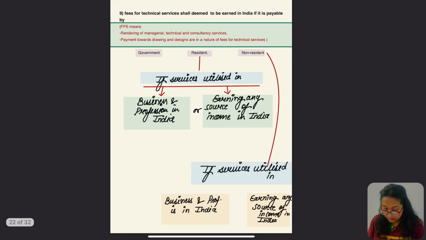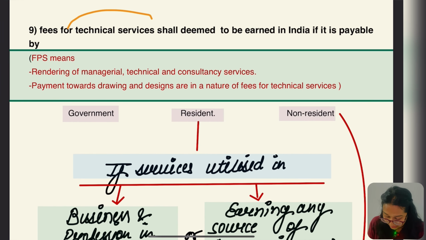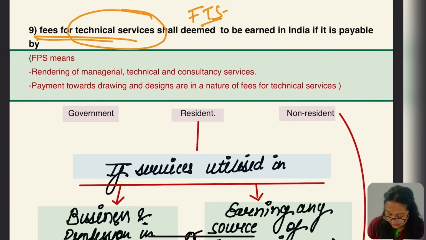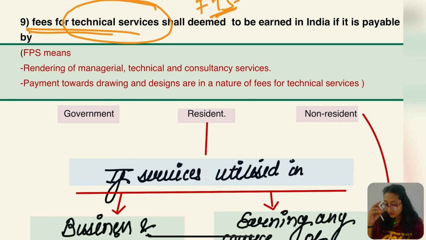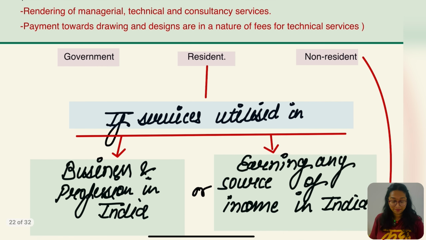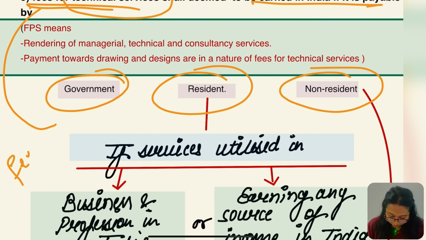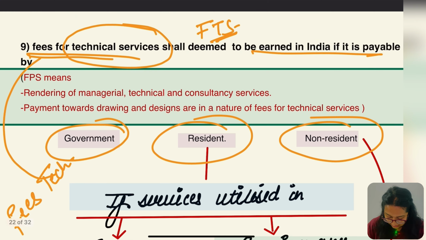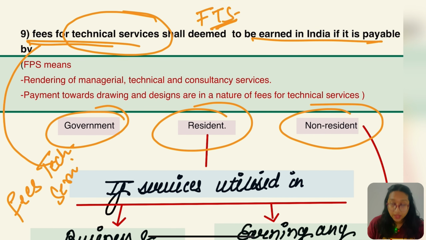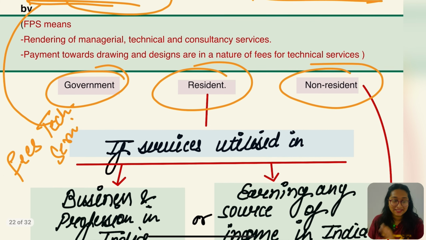So there was another similar point. Interest income, royalty income, and the third is going to be technical services, fees for technical services, which would be FTS. Okay, fees for technical services shall be deemed to be earned in India if it is payable by, again, three people: government, resident, non-resident. Which payment? Which fees for technical services.